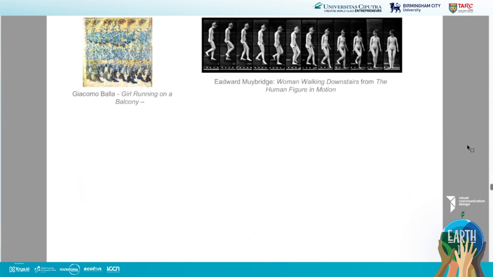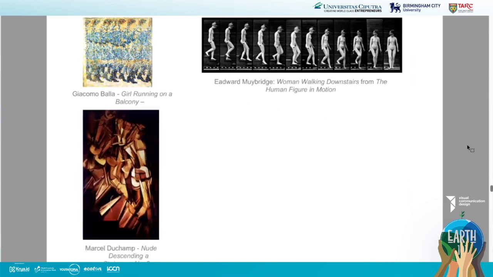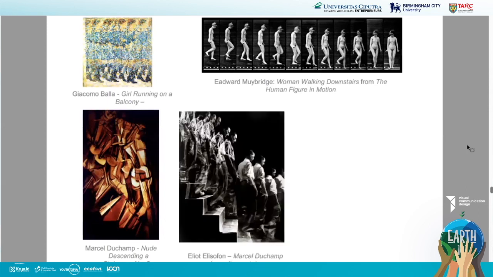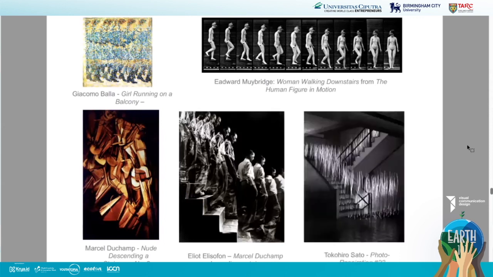This is Eadweard Muybridge, human figure walking downstairs. This is Marcel Duchamp's painting of a nude descending a staircase number 2. Then this is Marcel Duchamp himself descending a staircase by a photographer, Elliott Erwitt. And then this is light descending a staircase movement by a Japanese photographer, Takahisa Sato, sorry. So they all look very similar in content, but their functions are totally different.